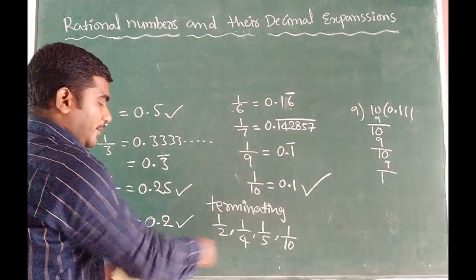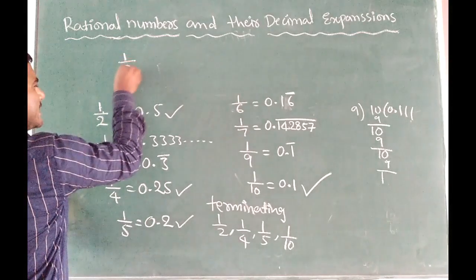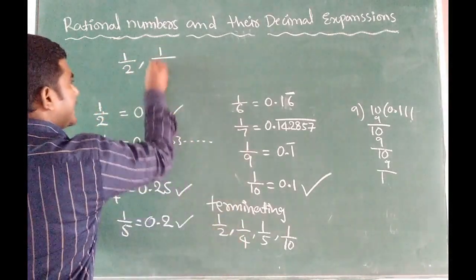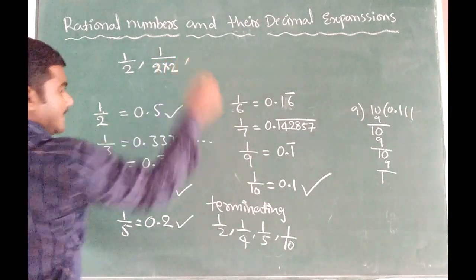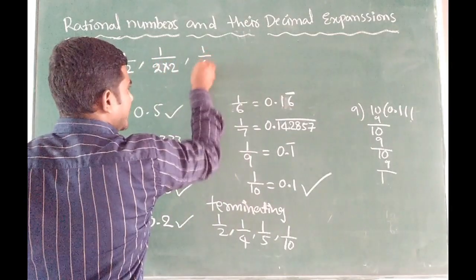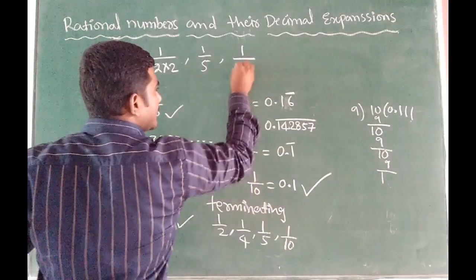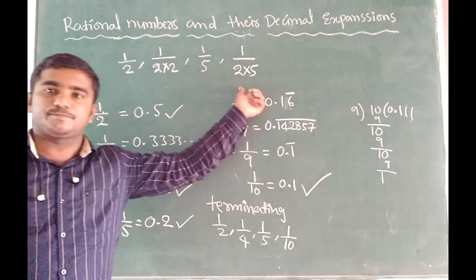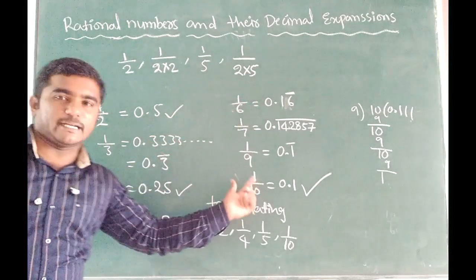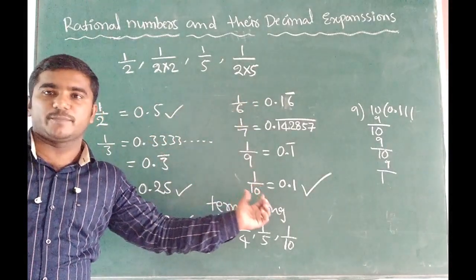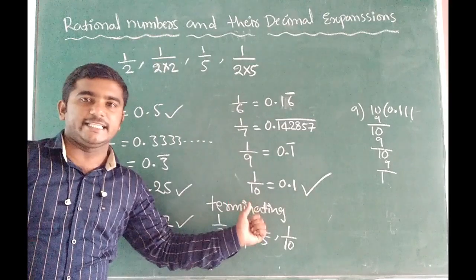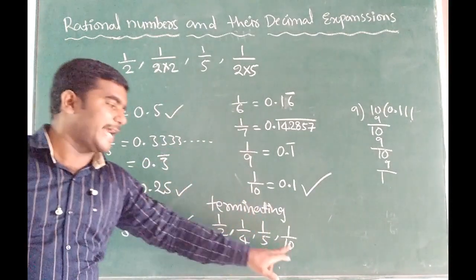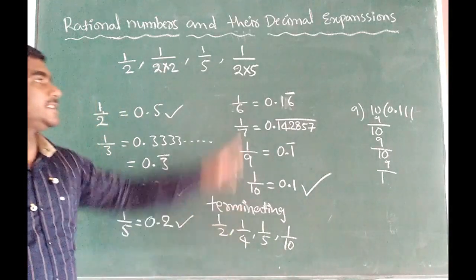What did you get here? 1 by 2. Next 1 by 4. 4 is 2 into 2, or not? 1 by 4 you can write as 2 into 2. Next 1 by 5. Next 1 by 10. 10 is nothing but 2 into 5. What do you observe? Only 2 and 5 are there. See, I have taken 1 by 1, 1 by 2, 1 by 3 up to 1 by 10. In this, the terminating values are only 1 by 2, 1 by 4, 1 by 5 and 1 by 10. These 4 are terminating.